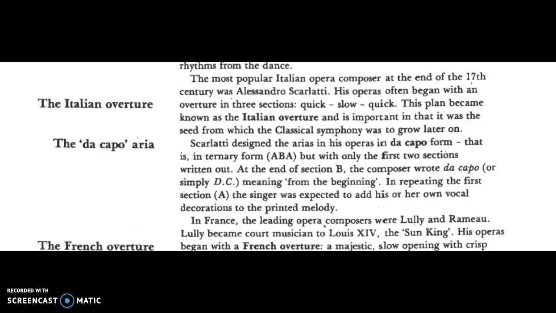Da capo aria. Scarlatti designed the aria in his operas in da capo aria form, that is, in ternary form, A-B-A, but with only the first 2 sections written out. So we have an A and the music stops after the end of section B. The composer wrote da capo, or simply DC, meaning from the beginning. In repeating the first section A, the singer was expected to add his or her own vocal decorations to the printed melody. So A was written out, B was written out, and then you had to repeat A, but with your own embellishments.